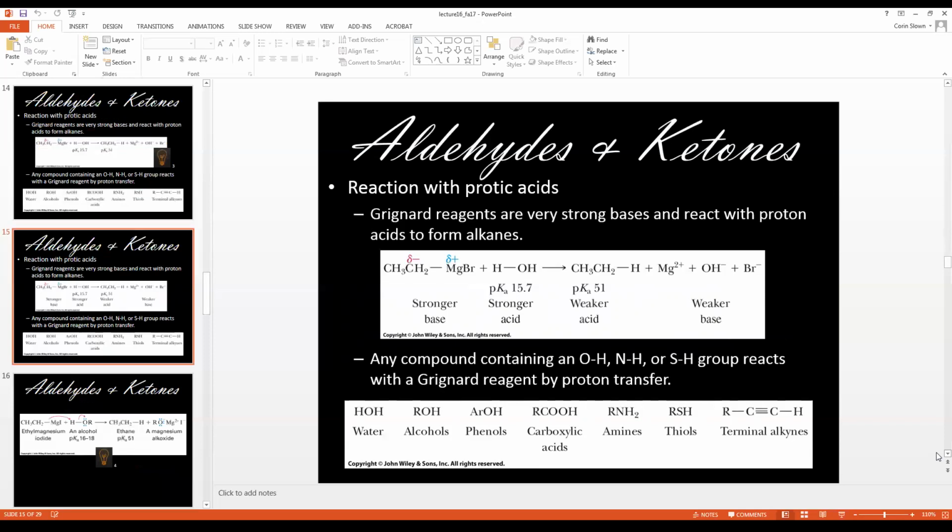Hopefully you were able to remember that the lower the pKa, the stronger the acid. And so in this case, water is our stronger acid, and our Grignard reagent is going to be our stronger base. It's going to react with water to take that proton, form an alkane, and generate the hydroxide ion. Now, isn't it interesting? We know that hydroxides are strong bases, but in this case, they are actually weaker bases than the Grignard reagent itself. That's how strongly these react.